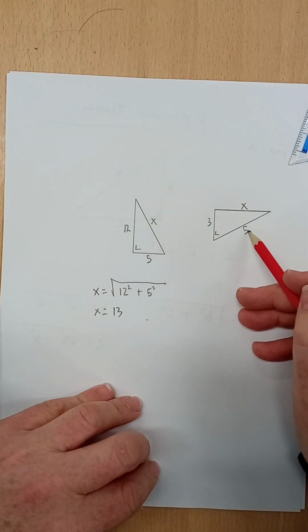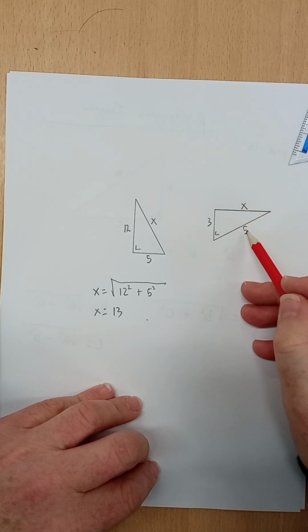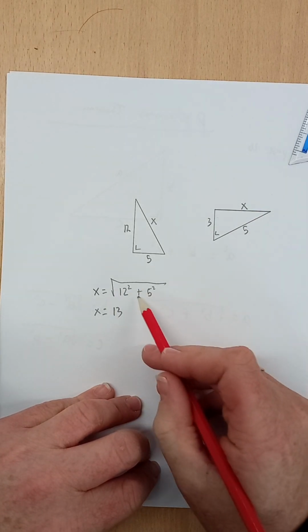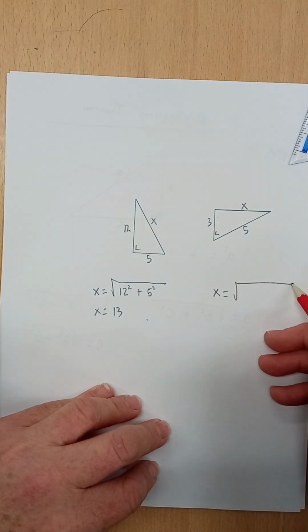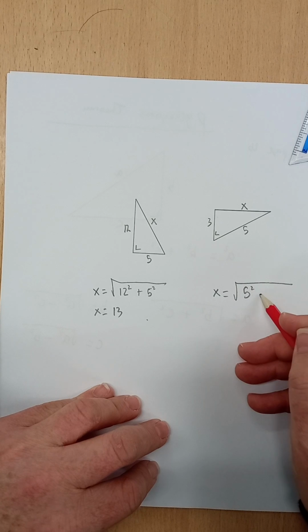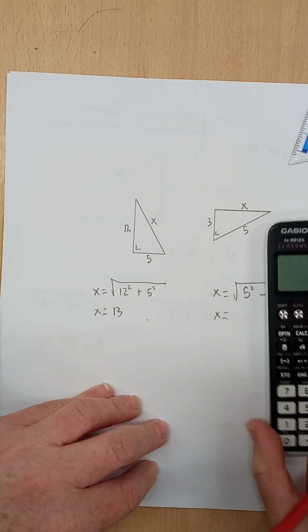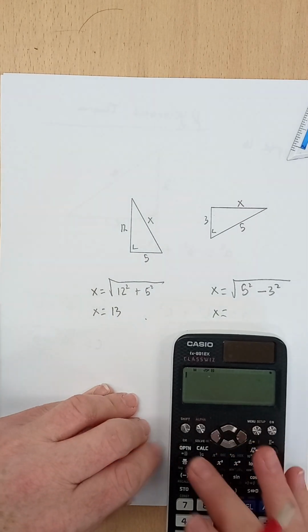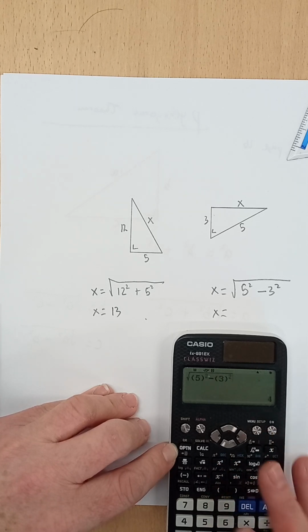In this case, I know the longest side. So if I want to find the missing side, it's going to be the exact same, except this is going to be a minus. So in this case, x is going to be equal to the square root of 5 squared subtract 3 squared, which means square root 5 squared subtract 3 squared, and you get 4.